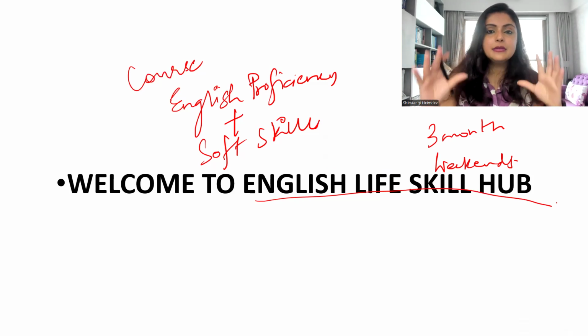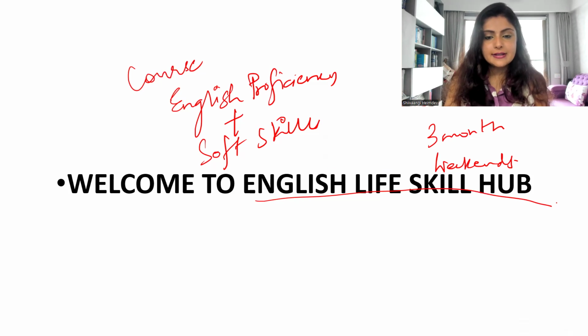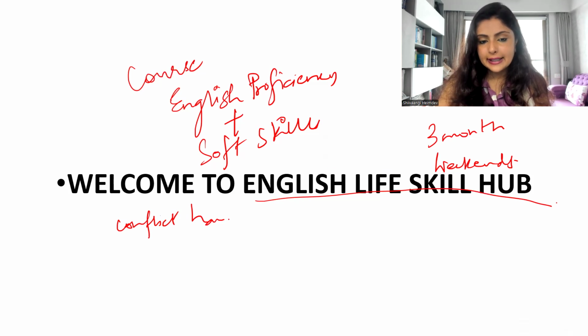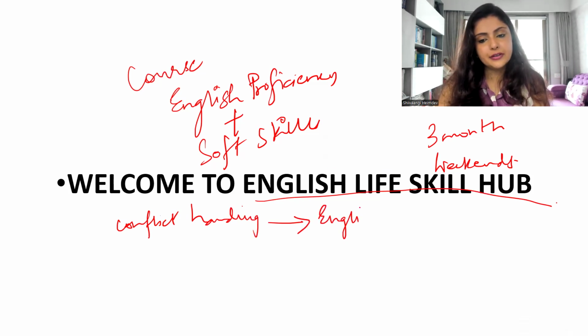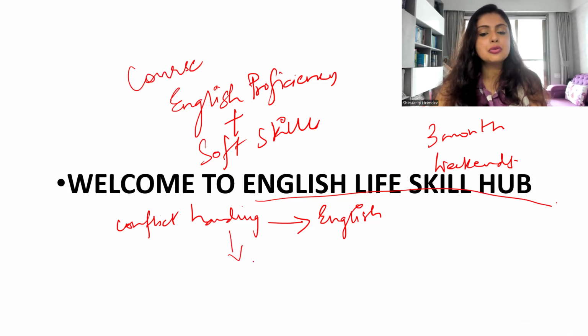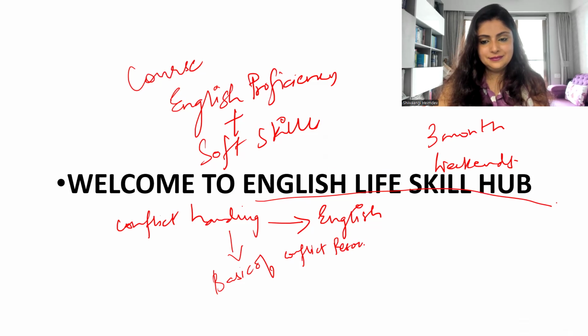So say, for example, the course curriculum itself contains a lot of situations like this, like conflict handling at work. Now, when I say conflict handling, of course, we are going to focus on the English part of it. What kind of phrases to use, what kind of terminologies to use, what kind of questions to ask, etc. But at the same time, we will also do basics of conflict resolution, which is a part of your soft skills.